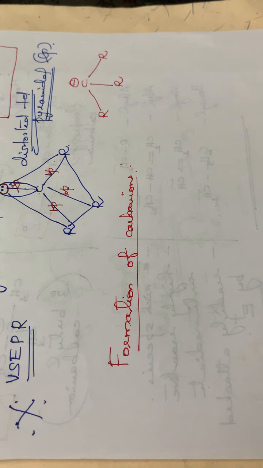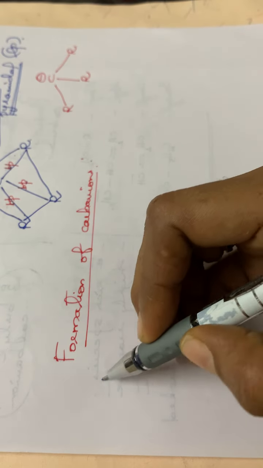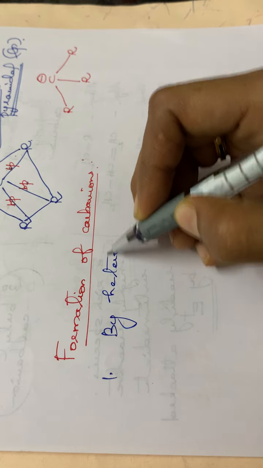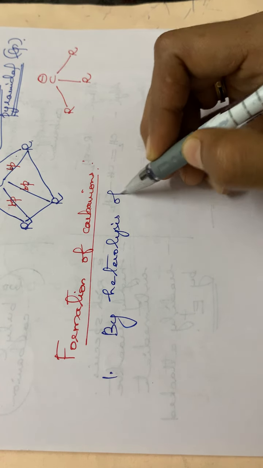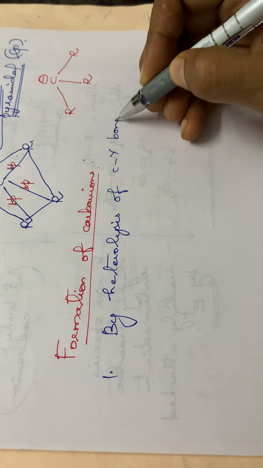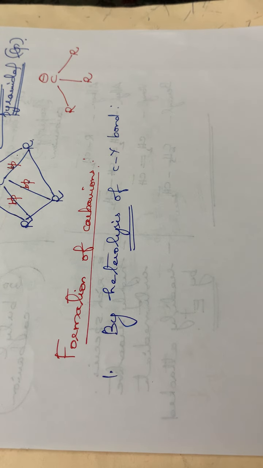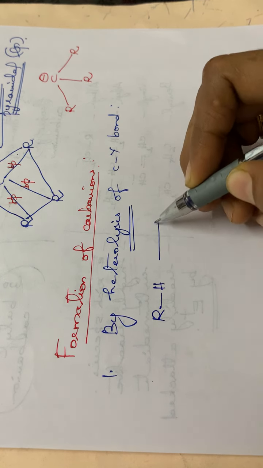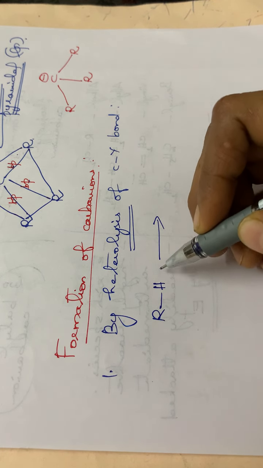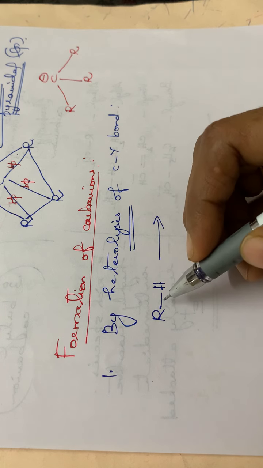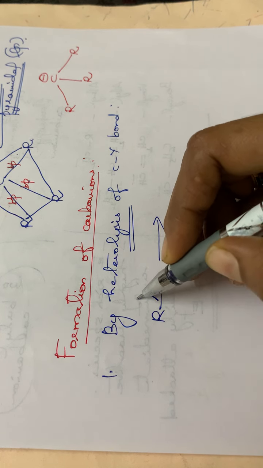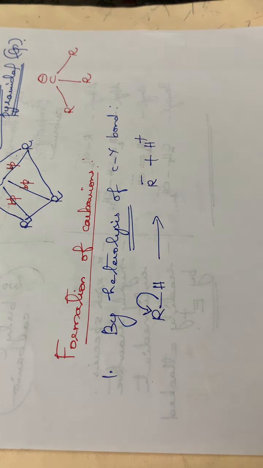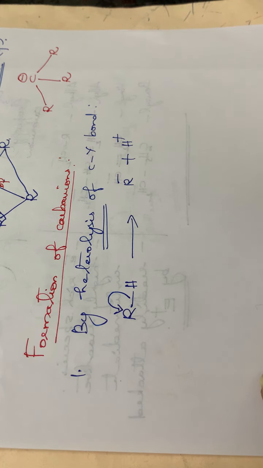Formation of carbanions. The first reaction is by the heterolysis of the C–Y bond. For example, say R–H, where this is the carbon atom and this is hydrogen. By heterolysis, what happens? The electron pair will be shifted towards the alkyl group, so that it becomes R minus plus H plus. So this is one simple reaction.